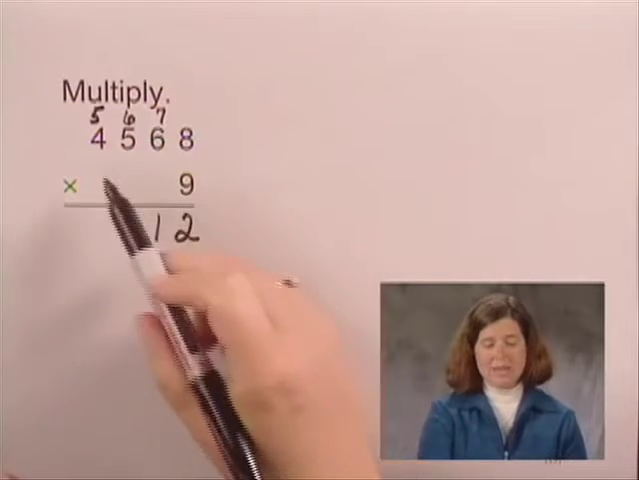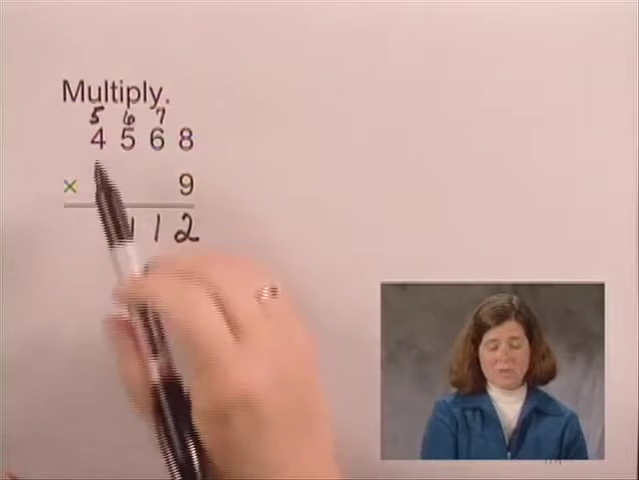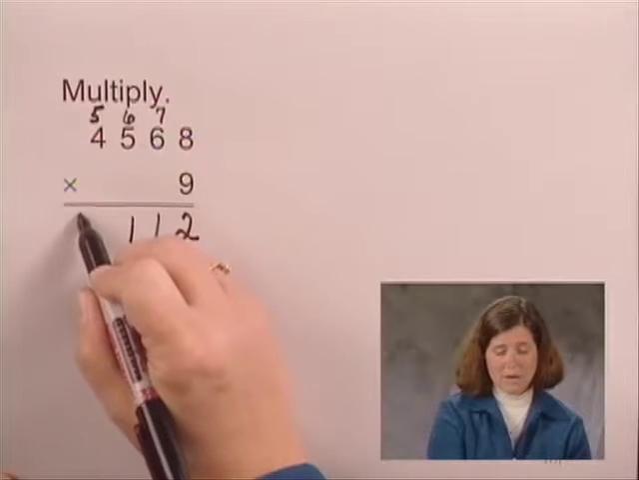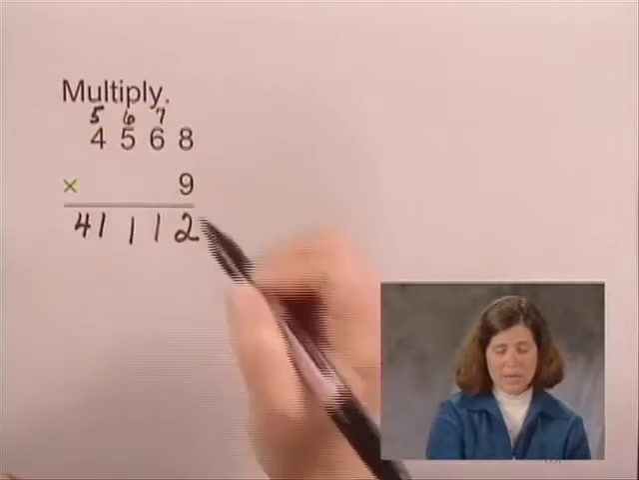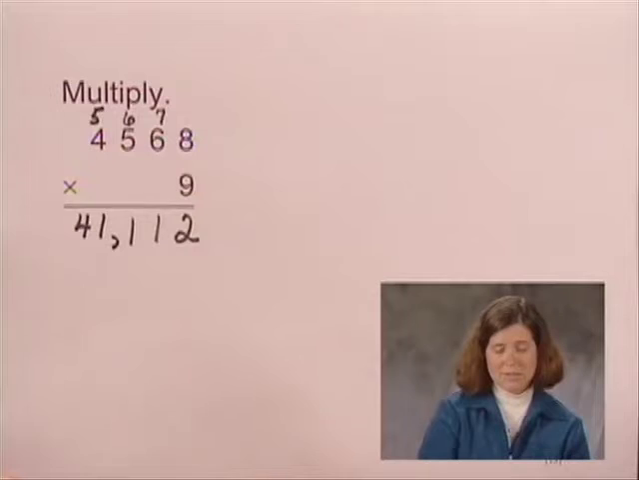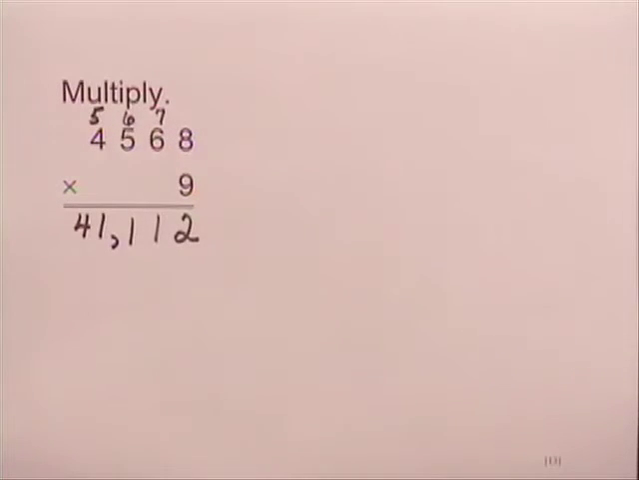Finally, we multiply 9 times 4 is 36. 36 plus 5 is 41. And we write the 41 below. And we put a comma to separate the periods. So the product is 41,112.